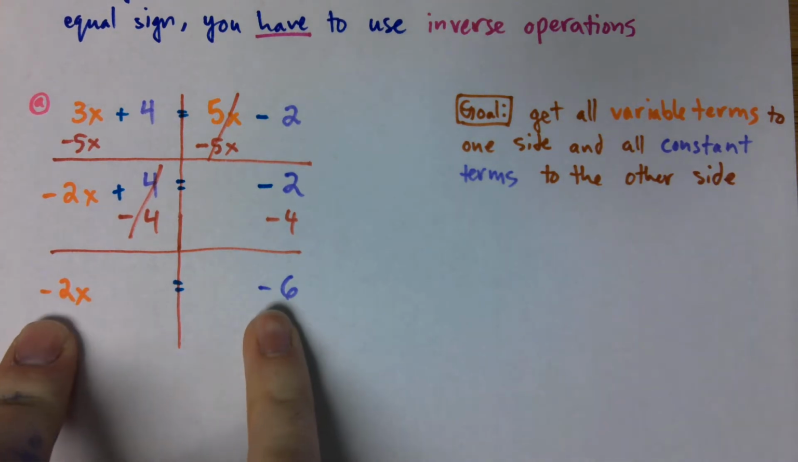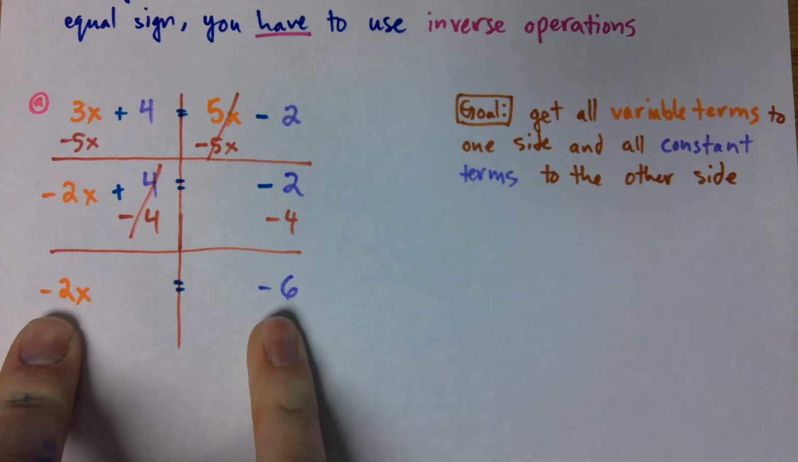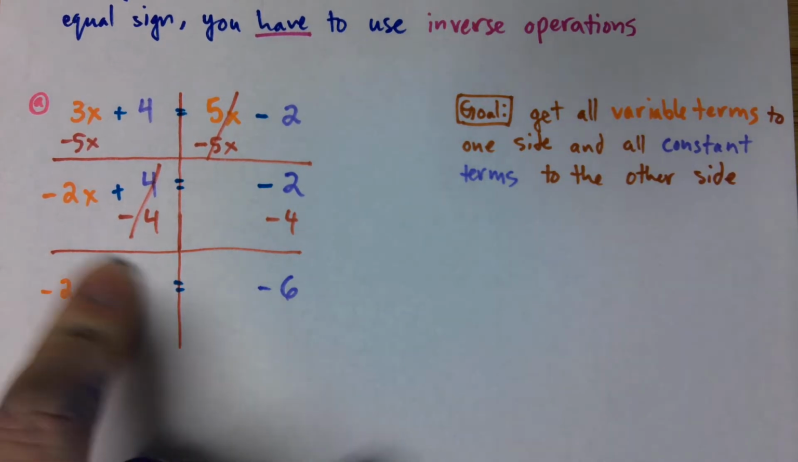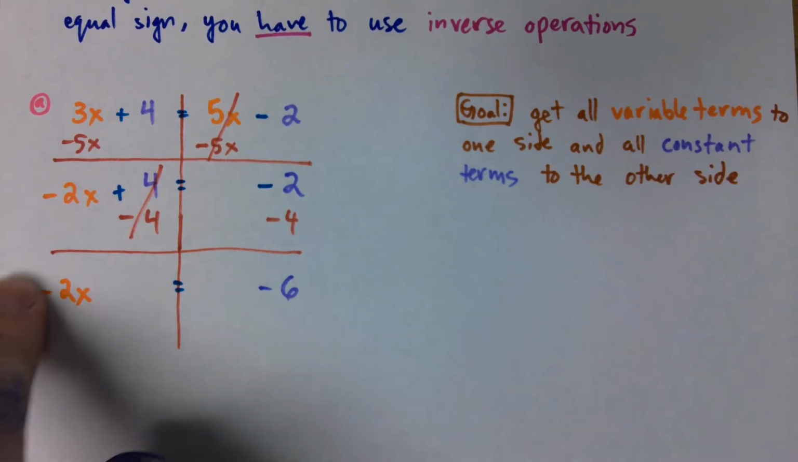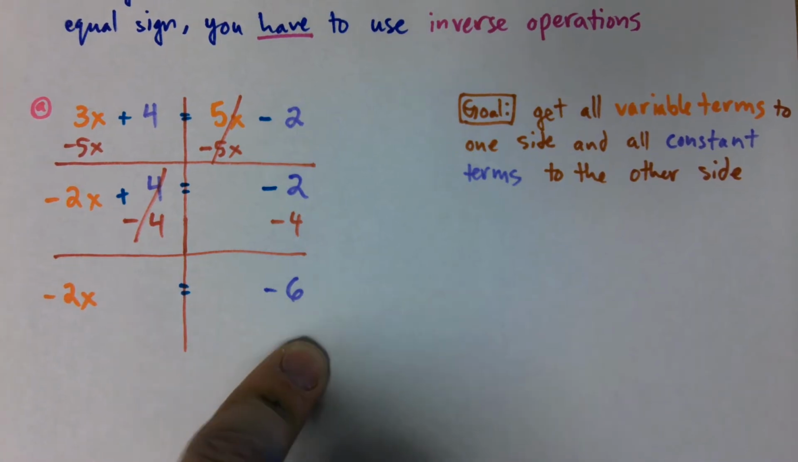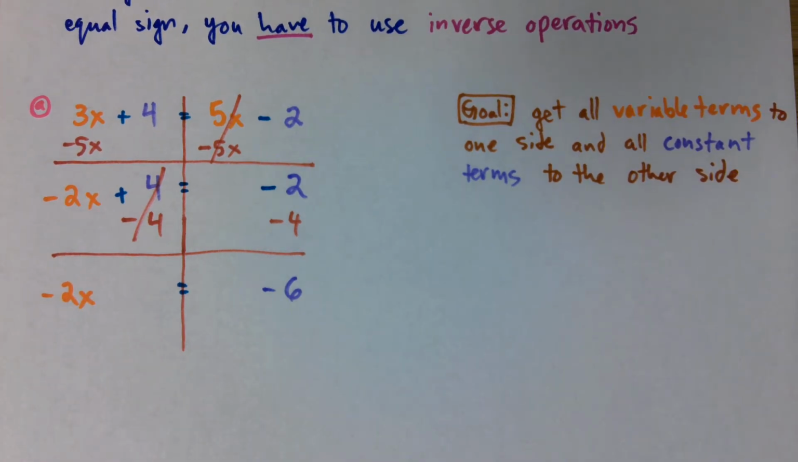Have we achieved that right here? Yes. Yes, we have. Our variable term is over here. We're not done yet, but our variable term is on the left and our constant term is on the right. Right?